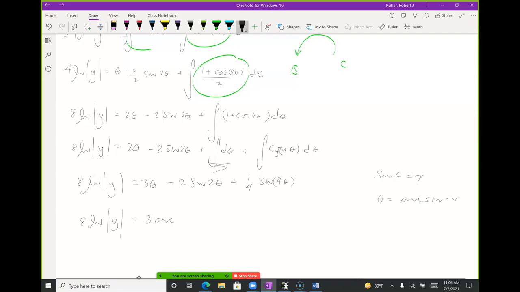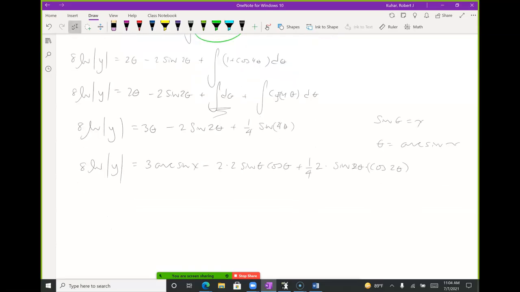So I have 3 arcsine of x minus 2 times 2 sine theta cos theta, plus 1/4 of sine 2 theta cos 2 theta. Horrible. And now I'm going to use those trig identities. I've got 6 minutes. It's going to be close.